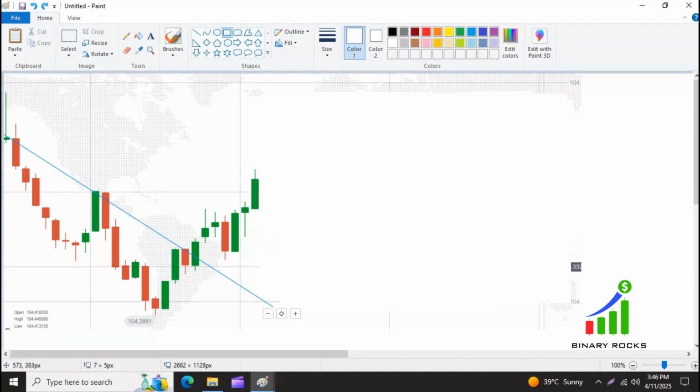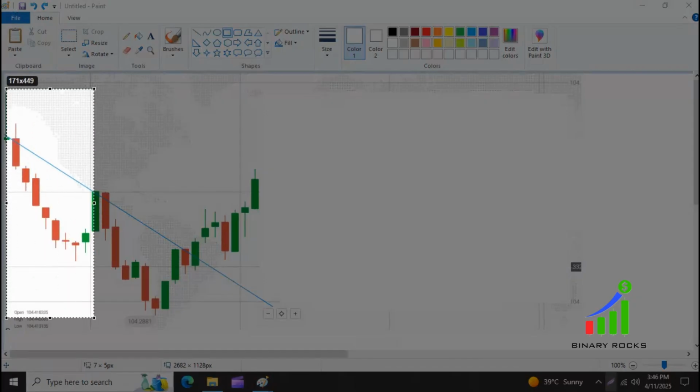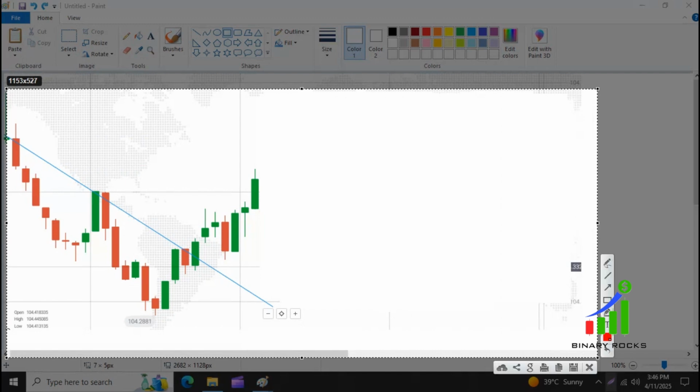Okay, let's discuss here. Now we are at a level. Finally we have reached our resistance area. Here finally we got a level. What is your prediction?